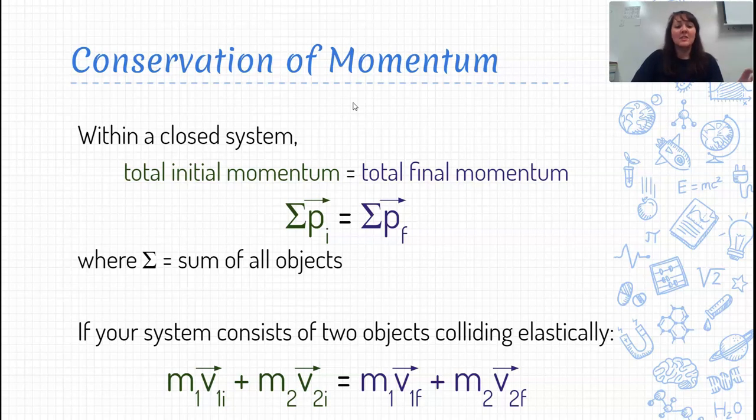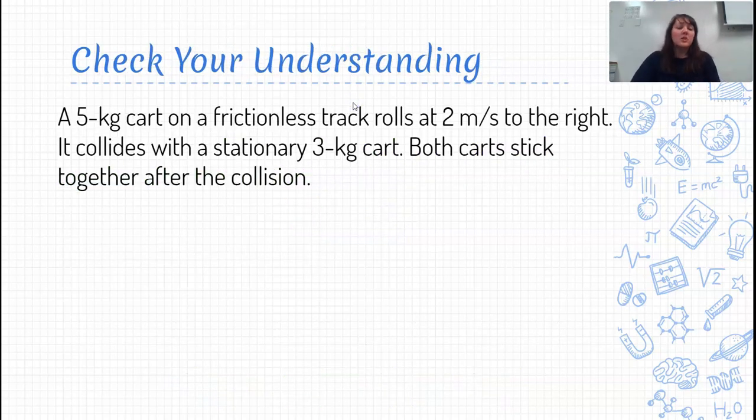So in other words, the initial momentum of our first object plus the initial momentum of our second object is equal to the final momentum of our first object plus the final momentum of our second object. They might pass momentum back and forth between them during that collision, but the total amount remains the same. So let's do a quick check for understanding just to make sure we've got all this.